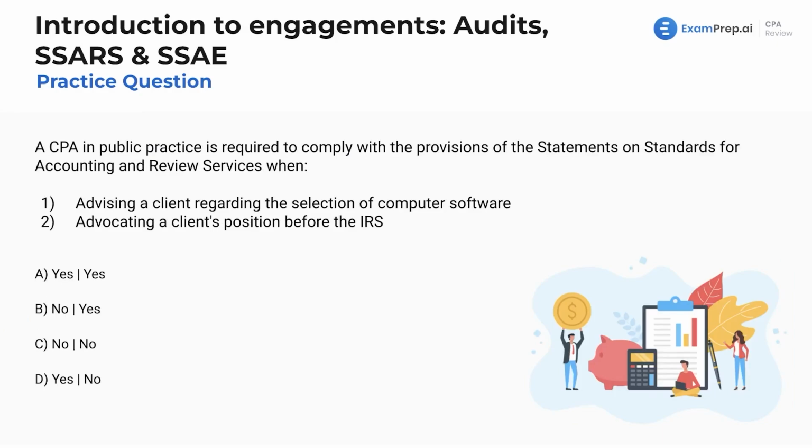Next up, a CPA in public practice is required to comply with SARS when we got two situations here. Do you need to comply with SARS if you're advising a client regarding the selection of a computer software or advocating a client's position before the IRS? Now, advocating a client's position before the IRS, right? Whether you're proactively doing it or you're defending a client, that is, you're going up to the IRS saying, "Hey, we believe we should be able to take this tax deduction," or we believe that my client believes that they should be able to deduct this, right? Something like that. That would be advocating the position.